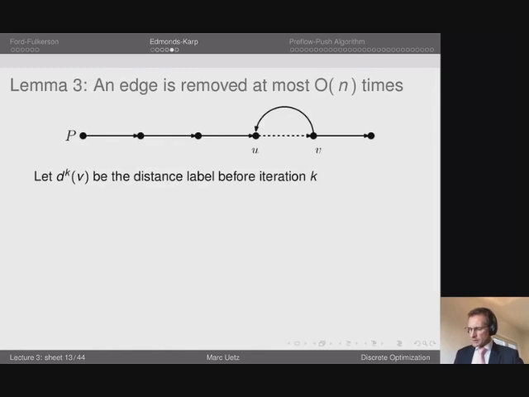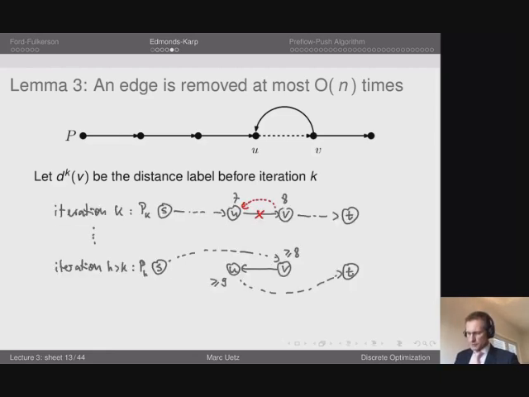So that lemma said that an edge can be removed because it got saturated in one iteration, but it cannot be removed too often. And I actually claim that between two removals of one and the same edge, okay, so we are fixing one and the same edge here, the distance labels will have increased by at least 2. So let us look at a little example and see why this is true.